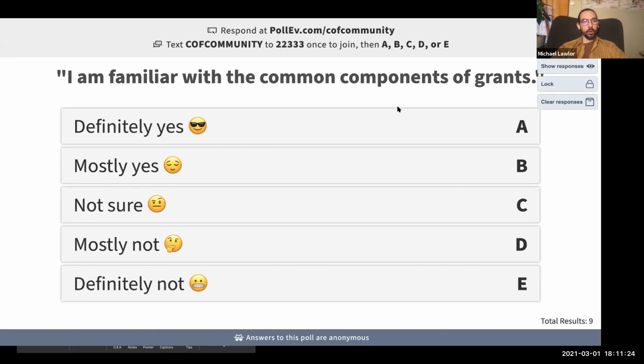So for this question, I am familiar with the common components of grants. If you definitely agree with that, if you are definitely familiar with the common components of grants, that is letter A. If you mostly are familiar, that's letter B. If you're not sure, that is letter C. If you are mostly not familiar with the common components of grants, that is D. And if you definitely are not familiar with them, then that is letter E.